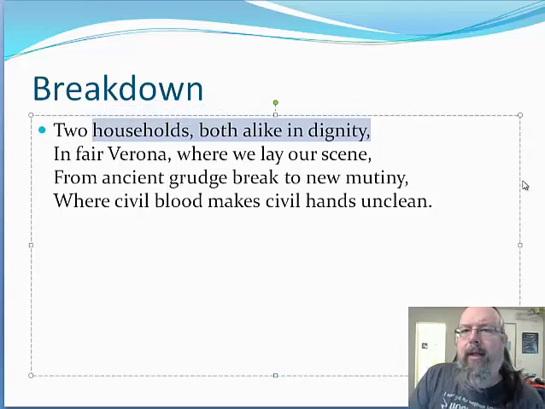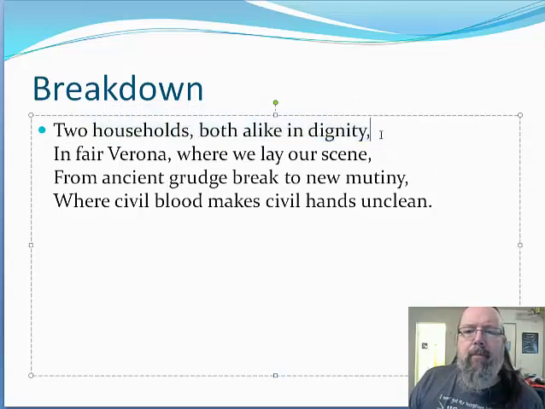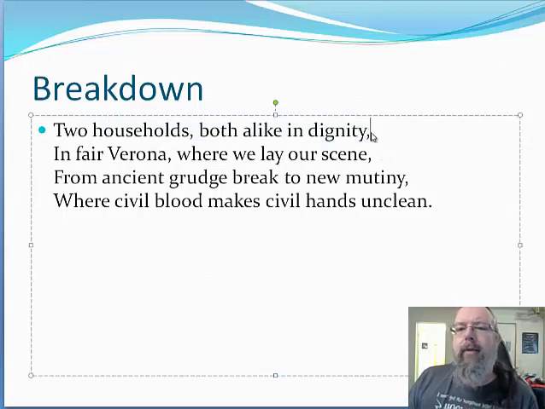Two households, both alike in dignity. This is the Capulets and the Montagues. They are both alike in dignity. They are both wealthy, and they are the same social status. Okay, one is not better than the other. This takes place in Verona, which is in Italy. That's where the scene happens. That's where the play is taking place.